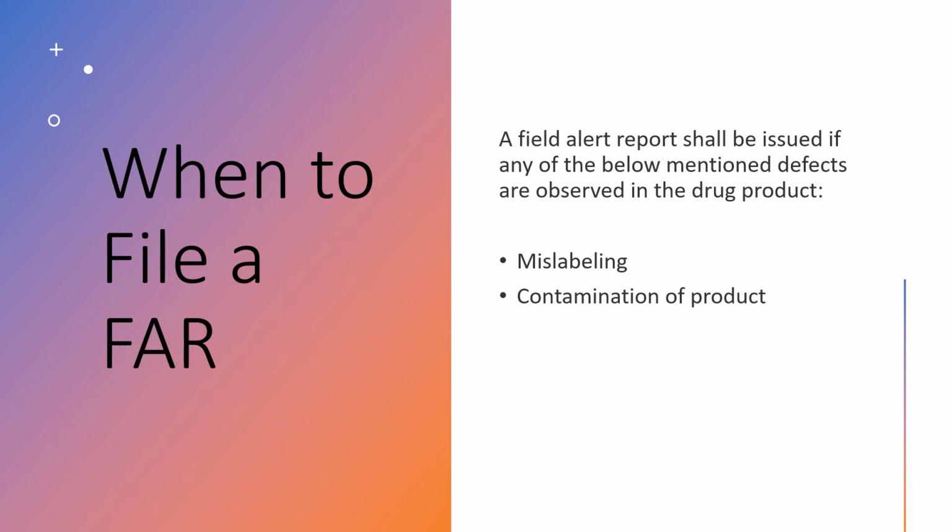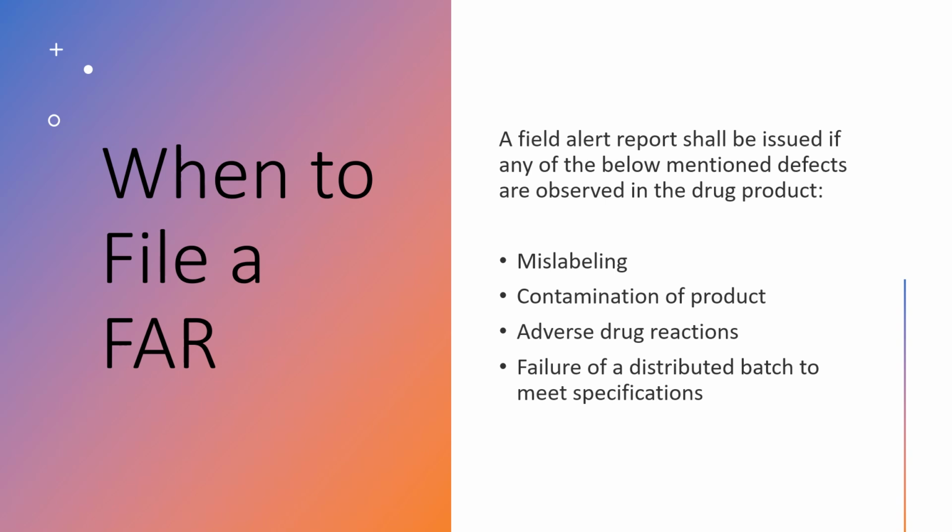Second is contamination of product. Any microbiological contamination such as bacteria, yeast, fungus or virus in the product, right? In that case you need to initiate the FAR. Third is adverse drug reactions. If any significant chemical, physical or other changes or deterioration in the distributed drug product is observed, then you need to initiate the FAR. Next is failure of distributed batch to meet specifications.